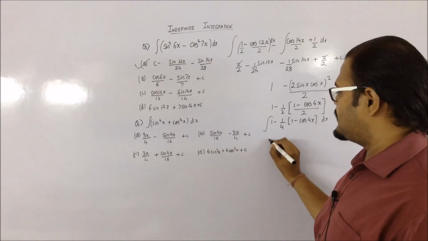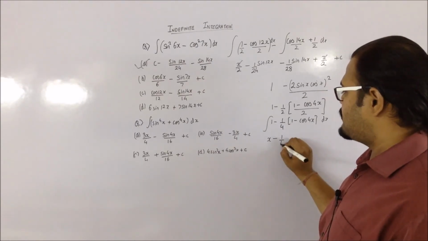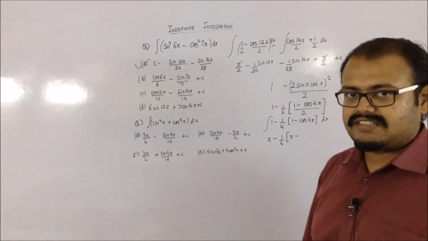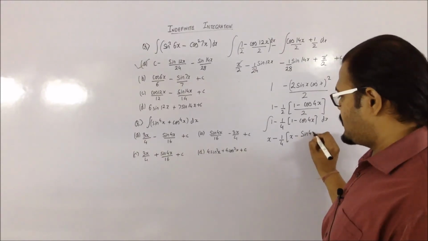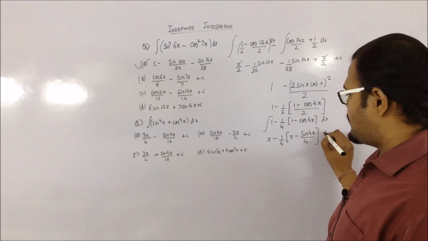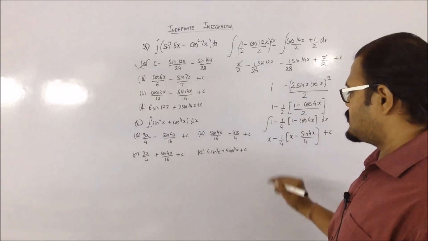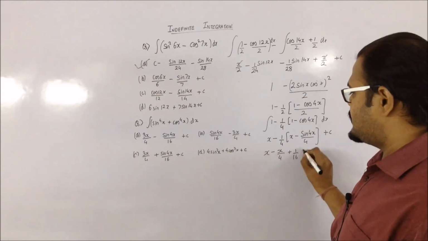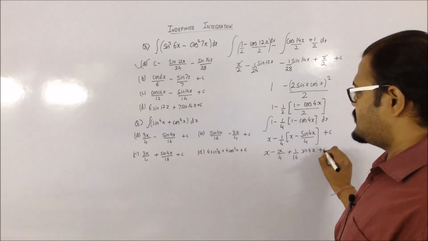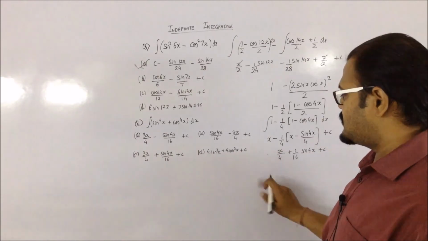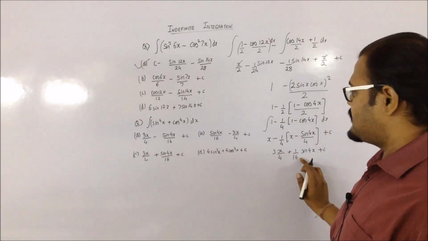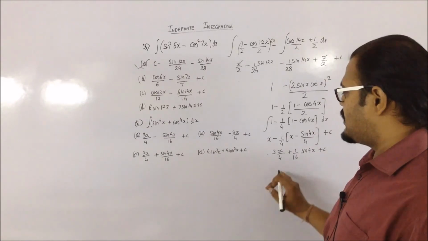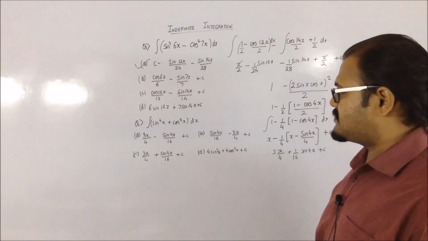So 1 dx integration is x minus 1 by 4 integration of this 1 is going to be x minus integration of cos, which is going to be sine 4x by 4 plus c. So if you open this, it's going to be x minus x by 4 plus 1 by 16 sine 4x plus c. So x minus x by 4 is nothing but 3x by 4, and this is plus 1 by 16 sine 4x plus c. So now if you check, the option is going to be C.